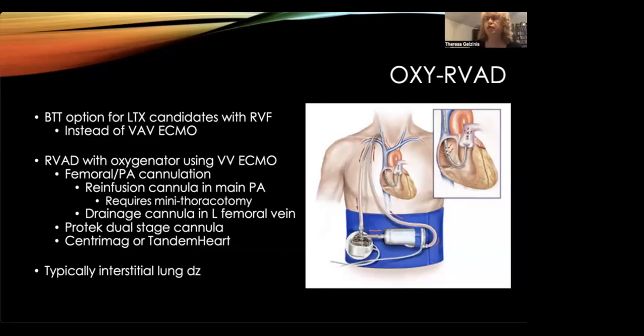An alternative cannulation is using the Protect dual stage cannula. The CentuMag and Tandem Heart RVADs are used depending on how much flow the patient requires. These patients typically have interstitial lung disease.